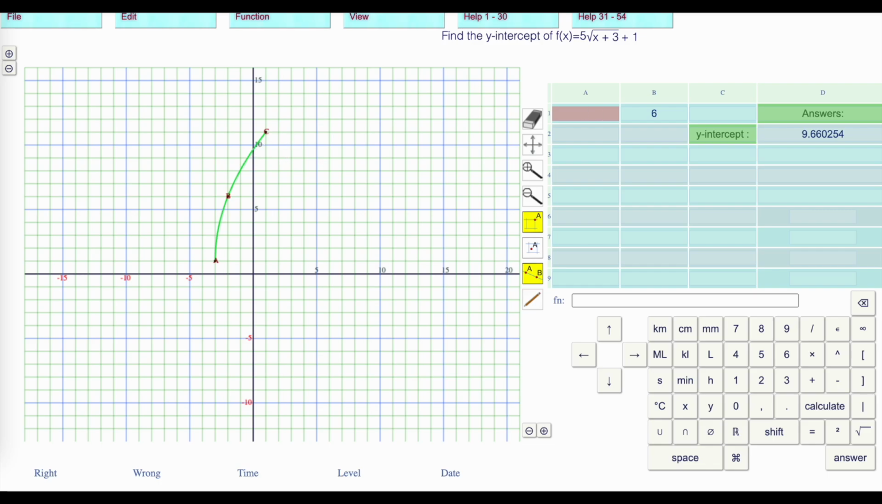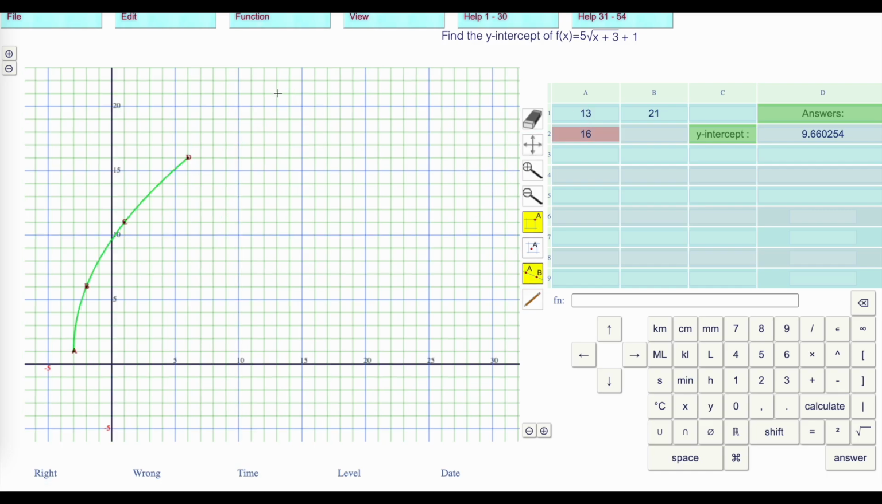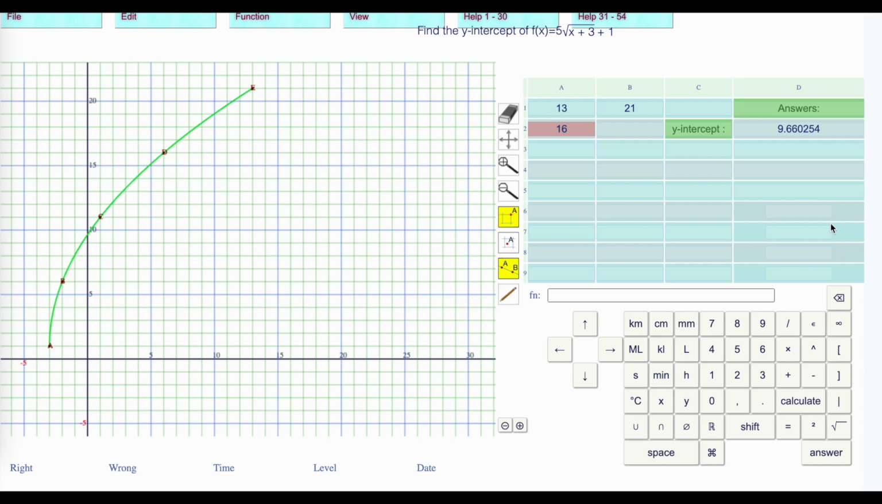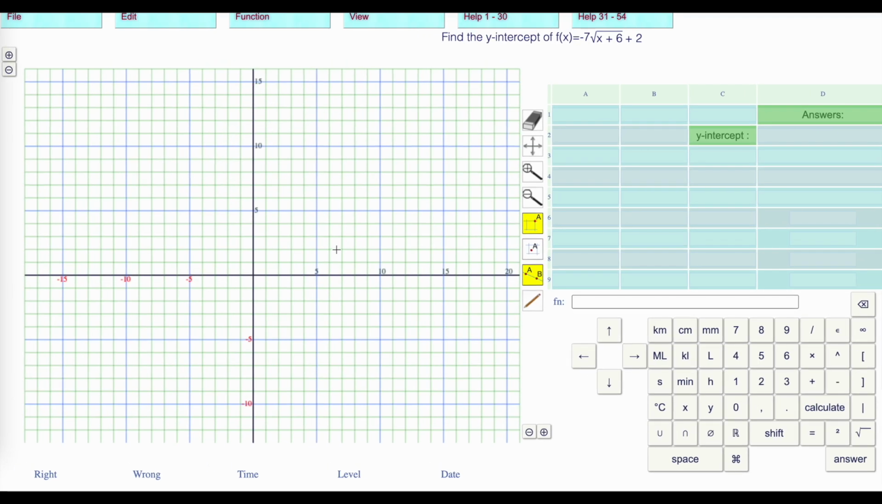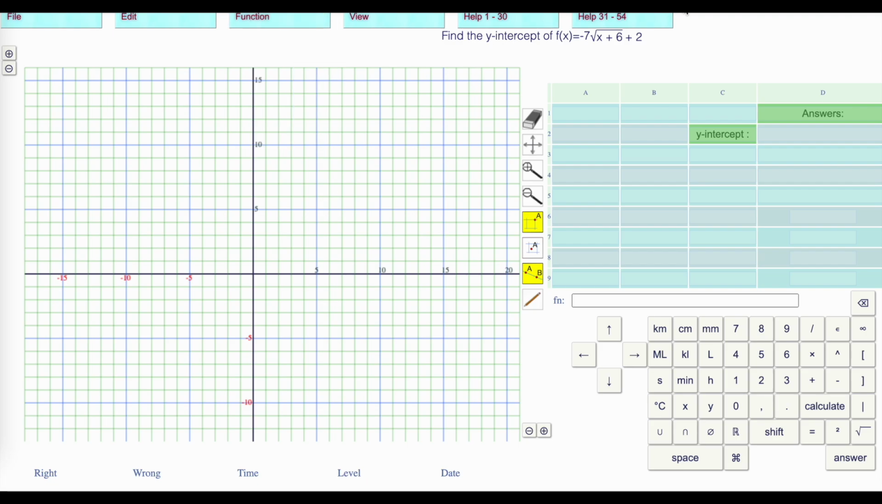Let's try positive 2. The next one would be 9 more than negative 3. Negative 3 plus that. But 6, we're going to get 16. Then if we went 16 more, that would give us 13 and 21. It's going to keep opening this way. And we can see that the y-intercept is 9.660254. And then we press answer to see if we are right. All right, and that's how we find the y-intercept of the square root function.